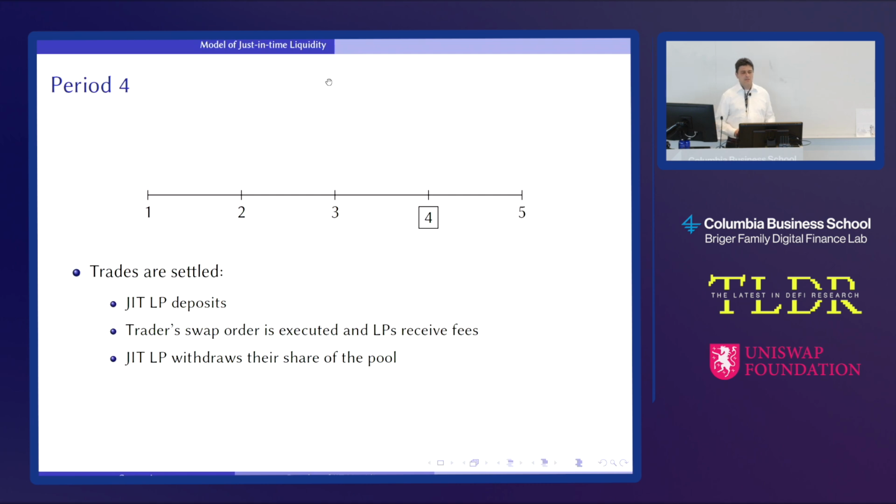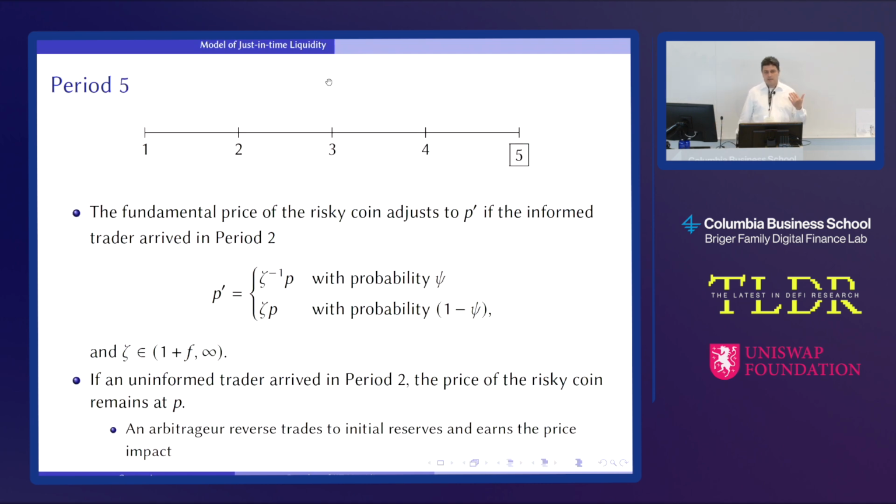Period 4, the trades are settled. And period 5, we see that if the trade was driven by information, if there was an informed trader, then the price will adjust to the new value. So the fundamental price of the risky coin will adjust to this new value P prime if the informed trader arrived, which means there was information in the market. And this will happen with some probability psi. That's the same probability that an informed trader arrives.